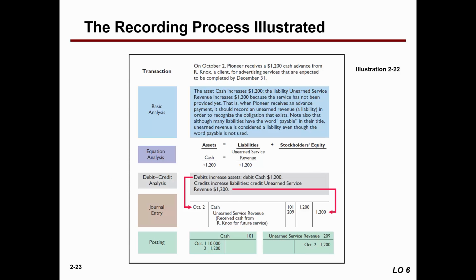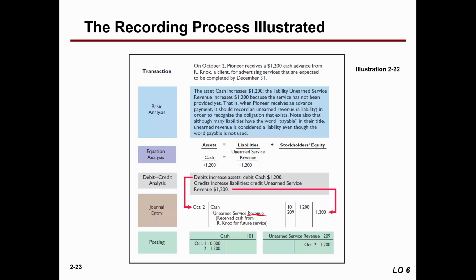Next transaction. We're getting $1,200 cash in advance from a customer, a client, that we're expecting to complete their work in a couple months. Okay, so cash increasing, being journalized as a debit, and the credit. You notice this new account here with the word revenue. It's not really a revenue account.